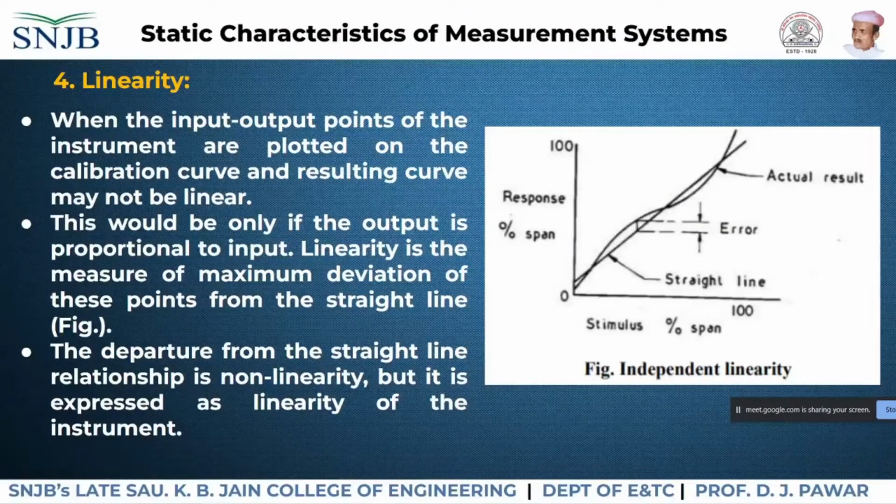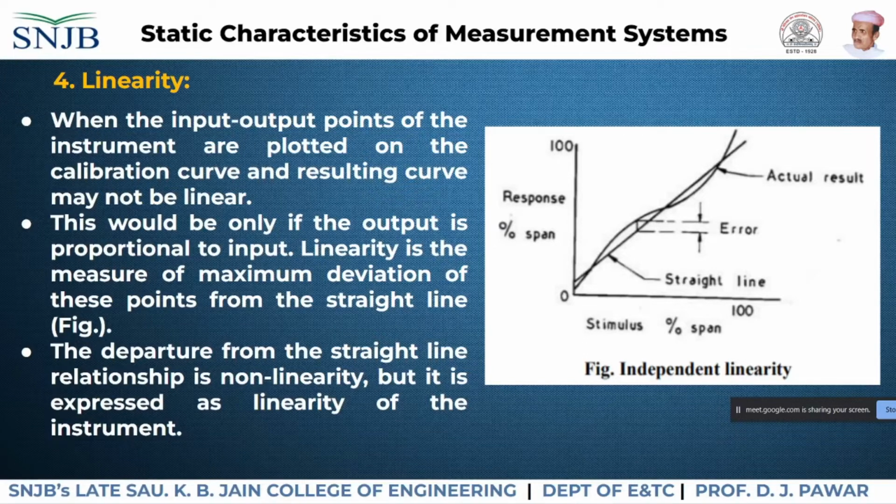Next, linearity. Linearity is actually nothing but the relationship between input and output values. When the input output points of the instrument are plotted on the calibration curve, the resulting curve may not be linear. आपण जे इनपुट आउटपुट पॉइंट्स काढतो त्याचा कर्व लिनियर आहे. इकडे राईट साइडला बघा, बट स्ट्रेट लाईन दिसते, बट ऍक्च्युअल रिझल्ट बघा कसा आहे, कर्व आहे, तो लिनियर नाही आहे. This would be linear only if the output is proportional to the input. Linearity is the measure of maximum deviation of these points from the straight line.